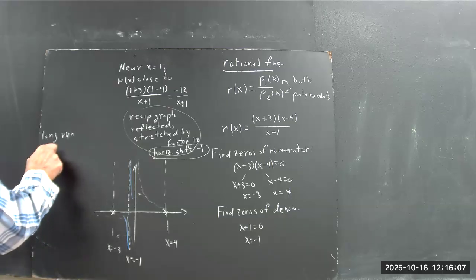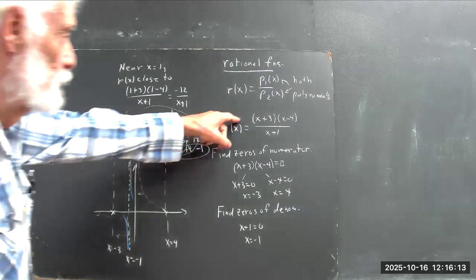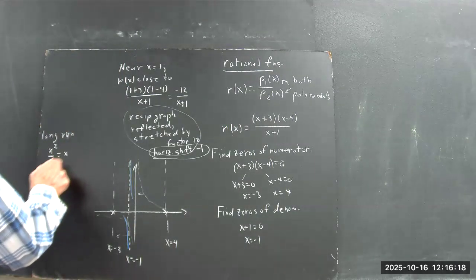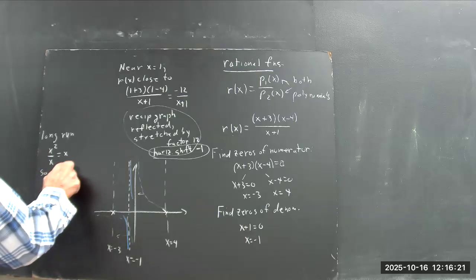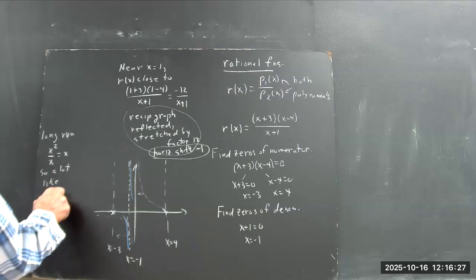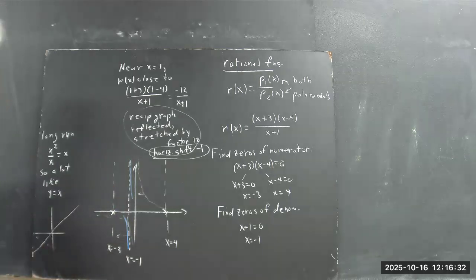Long run. The biggest power in the numerator is 2. The biggest power in the denominator is 1. So the long run gives us something like this. Something like this. That maybe this is shifted up or down a little bit. That makes sense in terms of what we've talked about.